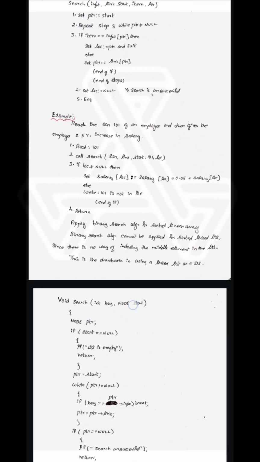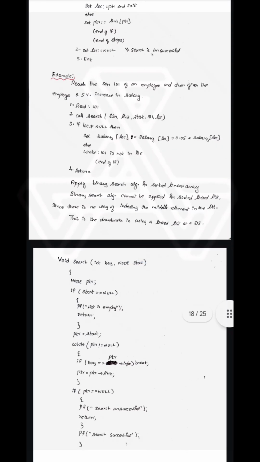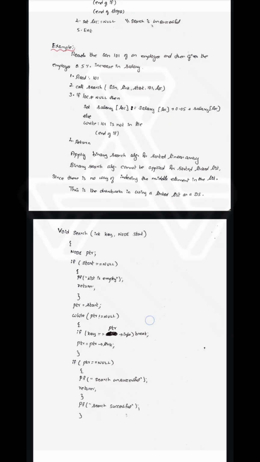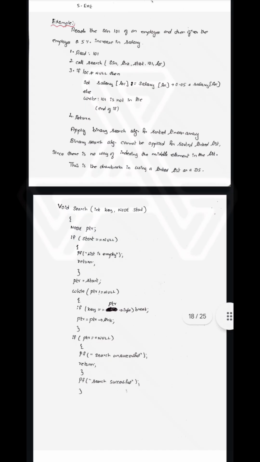Example: reads the SSN 101 of an employee, then gives the employee a 5% increase in the salary. Read 101. Call search of SSN, link, start, 101, loc. If loc is not equal to null, then set salary of loc equals to salary of loc plus 0.05 into salary of loc. Else write 101 is not in the file. End of if. Return.